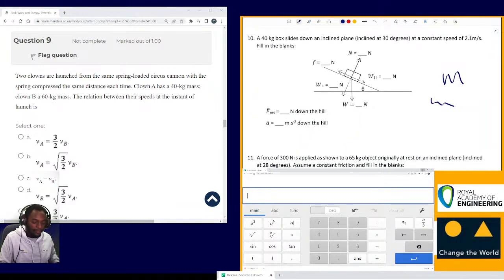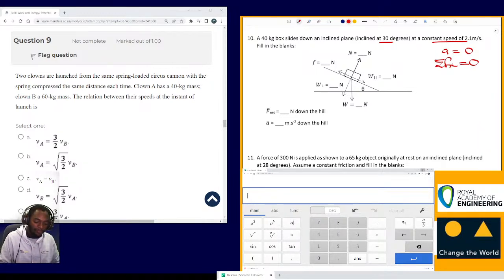Question 10. It says a 40 kg box slides down an inclined plane at 30 degrees at a constant speed of 21 meters per second. So if the speed is constant, which means acceleration is equal to 0, which means the summation of forces in the x should be 0. Again, it's Newton's second law of motion coming into play.